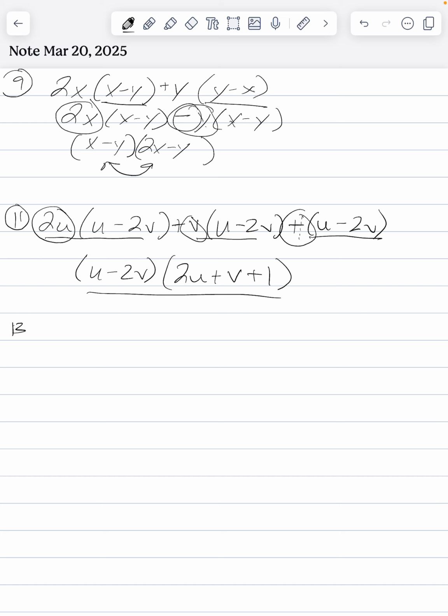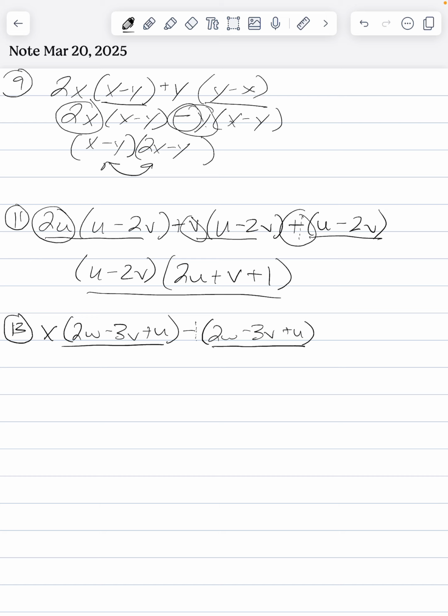Looking at 13, we start with x times the quantity 2w minus 3v plus u minus the quantity 2w minus 3v plus u. I love it when things look the same. Makes it easy. Again, let's not forget that there is a 1 there. And now we can look for the common factors.